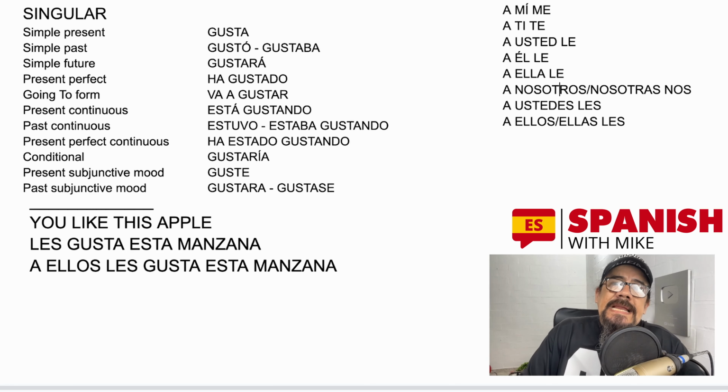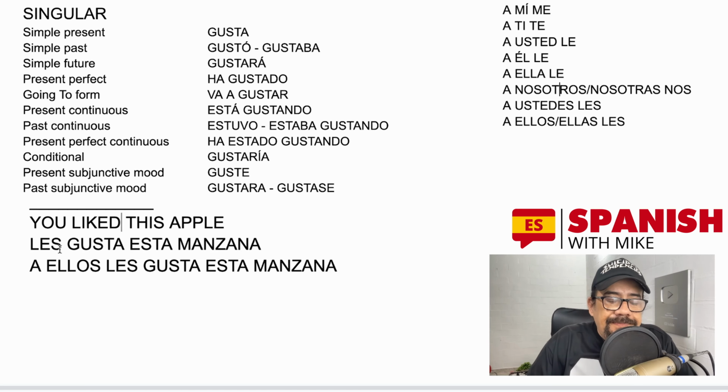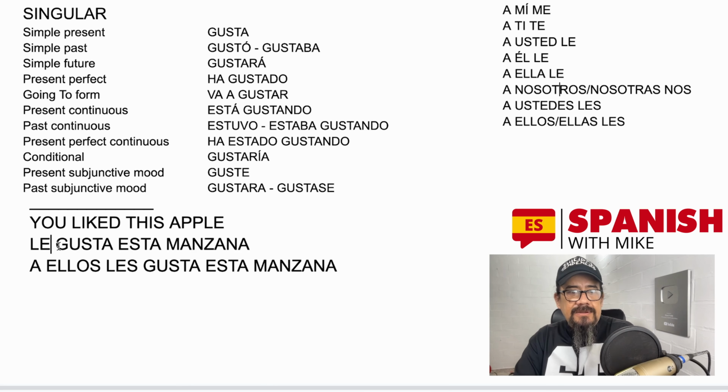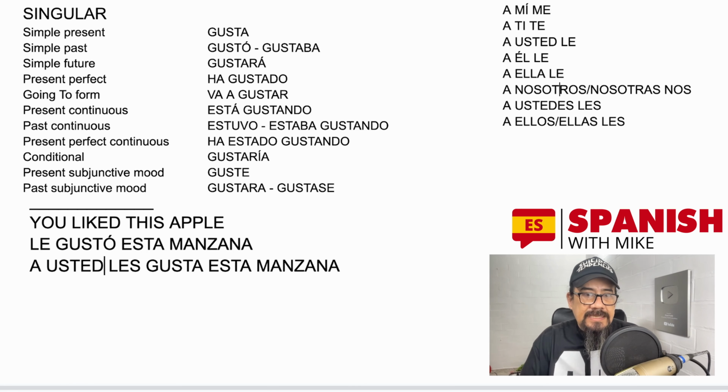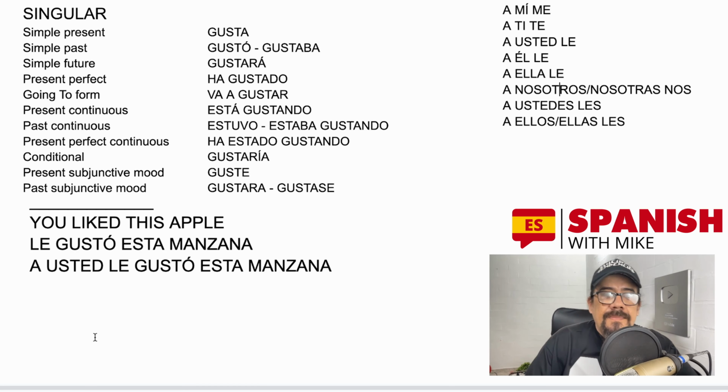If we were to use any of the other tenses, we would go with the upper left table. So in the case of, let's say, you liked this apple, I can either say le gustó or a usted le gustó. What I'm doing is using the tables, you see? Because you liked is simple past, and in the simple past, I can either use gustó or gustaba. And for you, usted, a usted le. That's it. It's fairly easy, right?